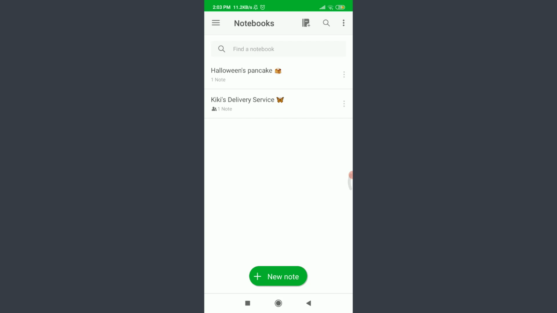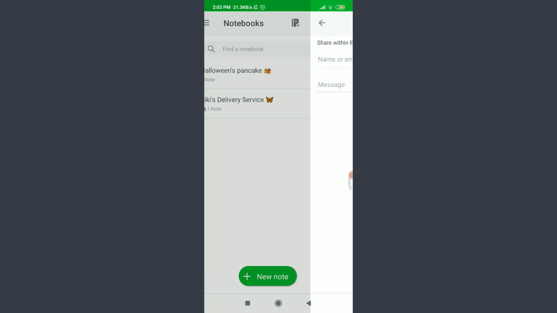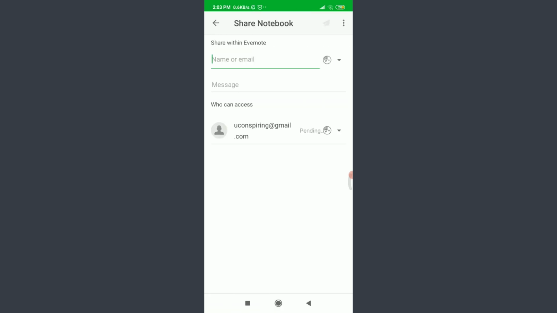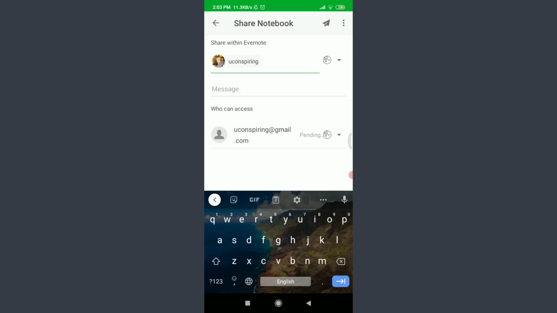Next to it is a three straight dotted lines on the right corner. Tap on it. You have an option of Share on the top. Tap on Share. Tap on this name or email and keep the name or email address that you want to share it with. I want to share with You Conspiring. This is the particular username of this account.